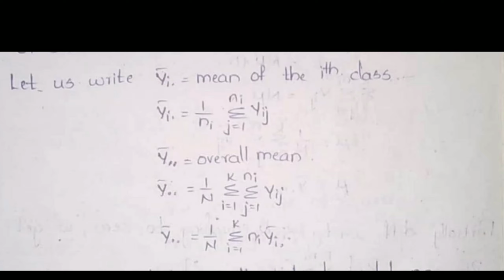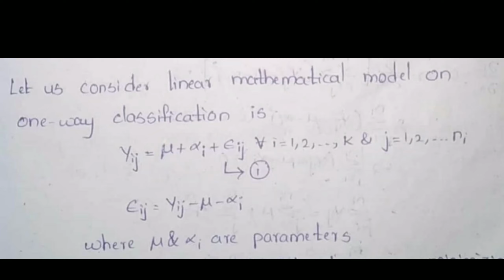Let us write some notation. Y bar i dot is the mean of the ith class, so y bar i dot equals 1 by ni, the sum over j ranging 1 to ni of yij. One more notation, y bar double dot, is called the overall mean. The overall mean y bar double dot equals 1 by capital N, the double summation i ranging 1 to k, j ranging 1 to ni of yij.